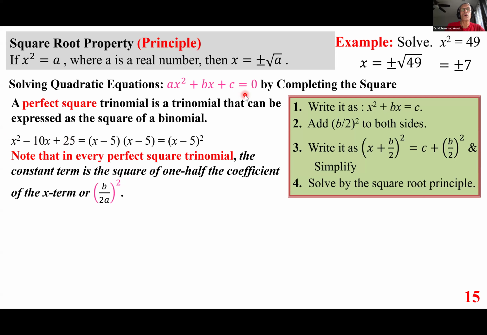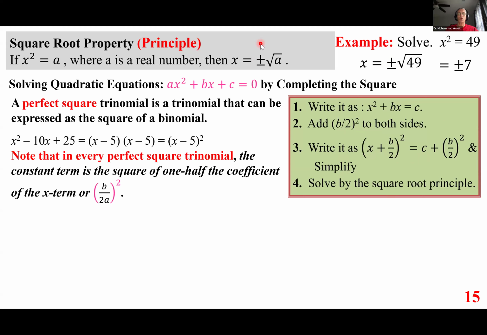if we want to solve this by the method of completing the square, first move the constant and then divide by a, make it x squared plus bx equals c. Add (b over 2) quantity squared to both sides and write it as (x plus b over 2) quantity squared equals c plus (b over 2) quantity squared, and simplify, solve by the square root property. So that's by completing the square.